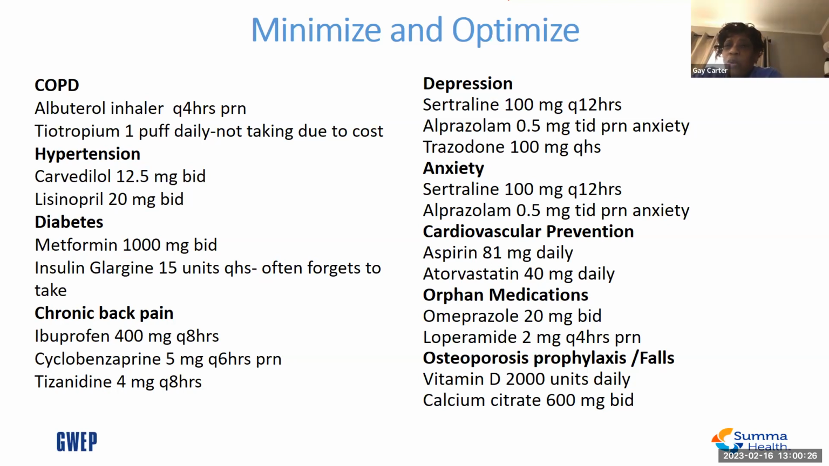Okay, go ahead. I was looking at the orphan medications. I know what omeprazole is. What is the other one? Loperamide? Yes. Both of those are available without a prescription. So Prilosec is the other name for the omeprazole, and loperamide is Imodium.